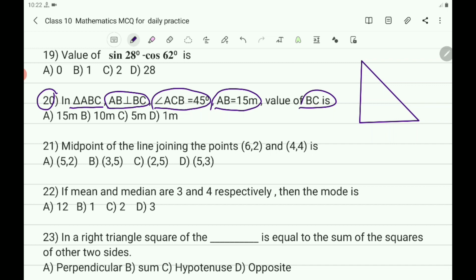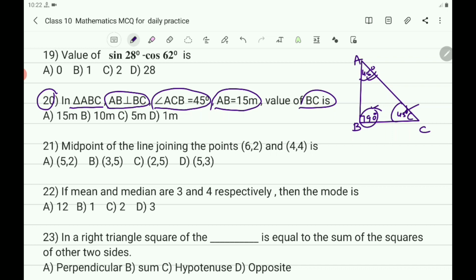Here triangle ABC, AB is perpendicular to BC, means this is a 90 degree angle. And also angle ACB is equal to 45 degree. Naturally this is 90, this is 45, means this must be 45 degree because the sum of three angles of a triangle is 180 degree. So this is 90 means the sum of these two is also 90. You got this is 45 means this must be 45 degree.